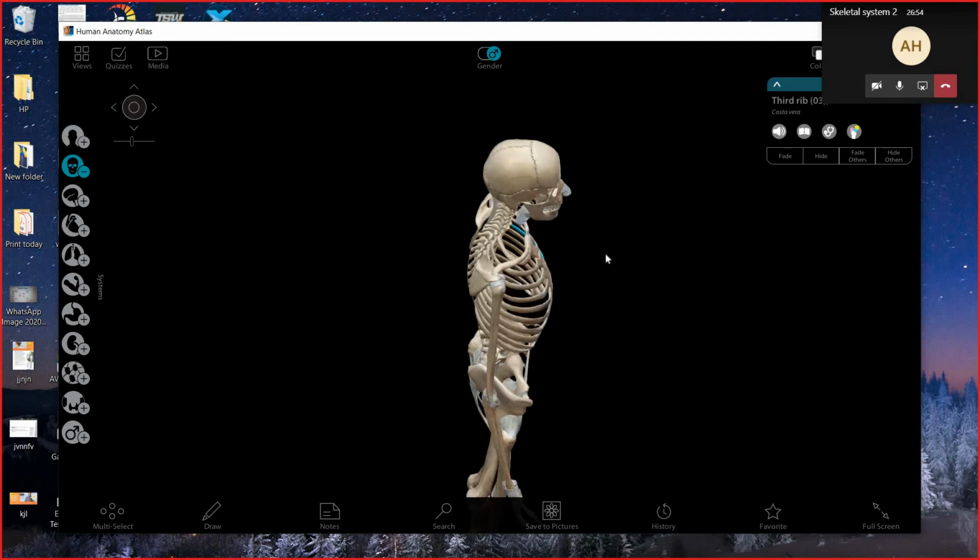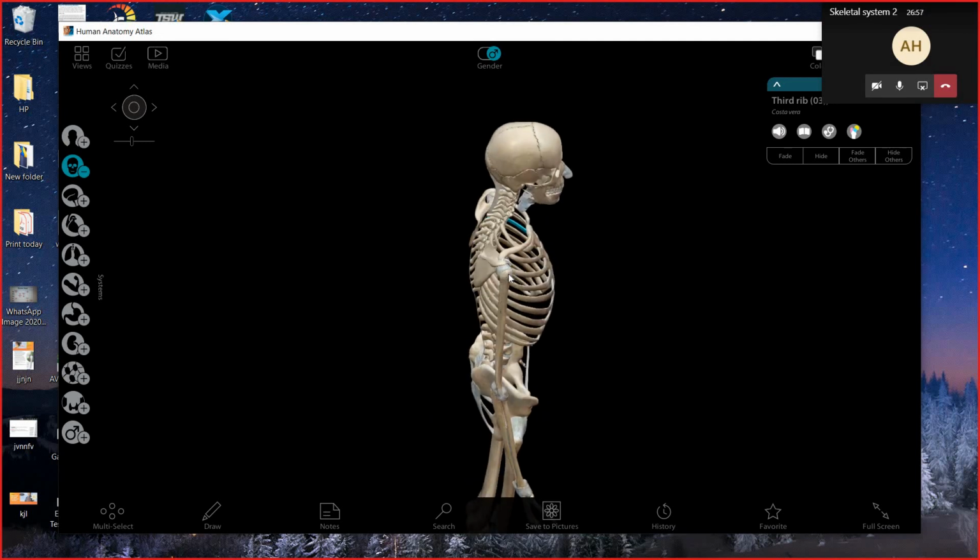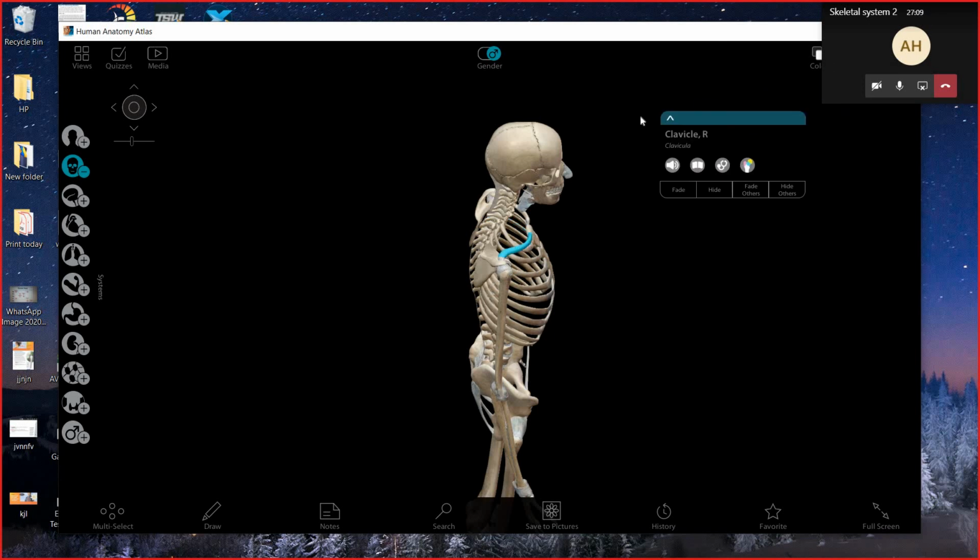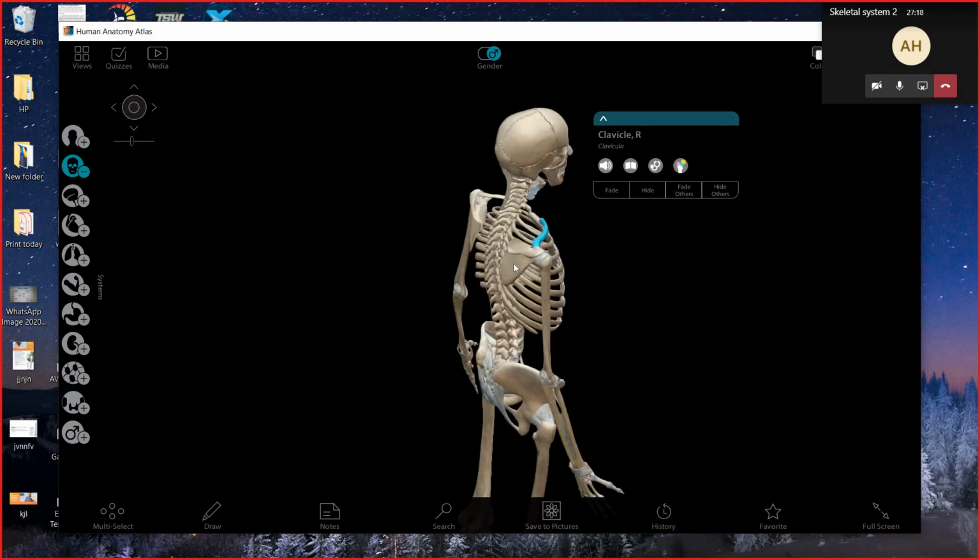Can you see here? This is the shoulder joint, and the shoulder joint is made up of three different bones. First of all, now we can see the names. This bone is called the clavicle, and then this part is called the scapula.